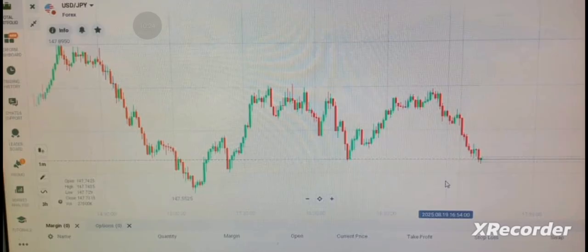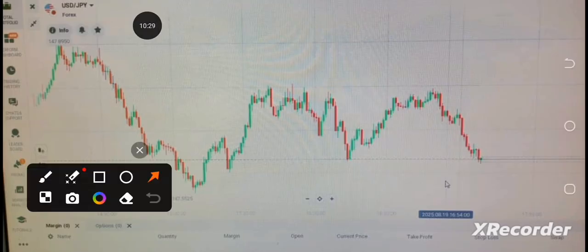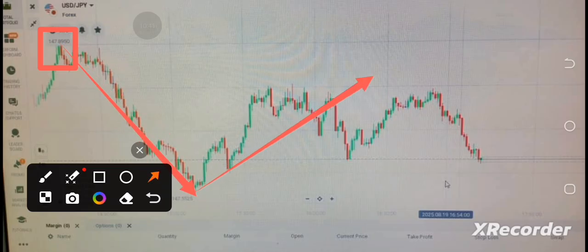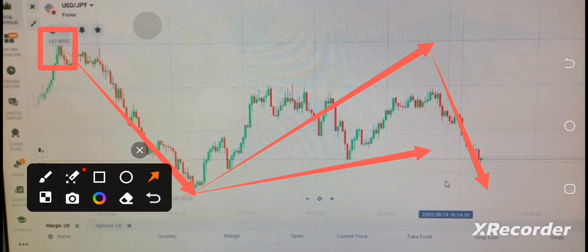Okay, and if you look carefully again, you can see that there is a level here. You can see where these sellers enter from. This level, if you can wait patiently after this strong bearish move for this market to come back to this level again, the chances of getting a reversal in the market is high.